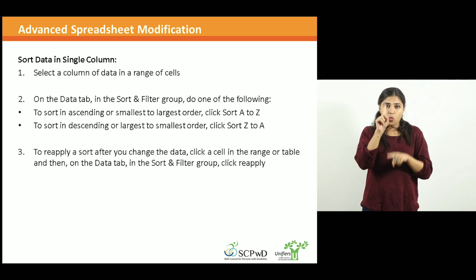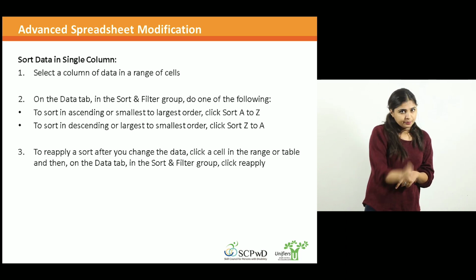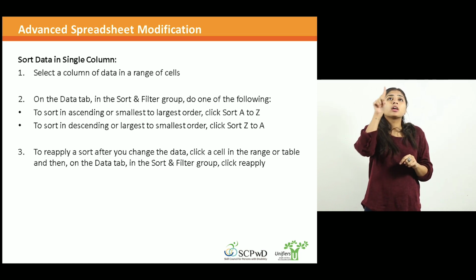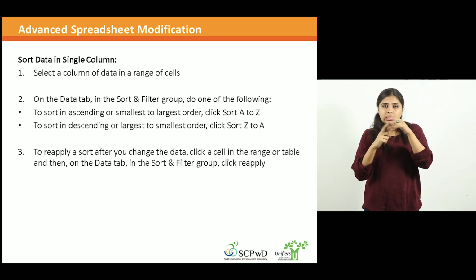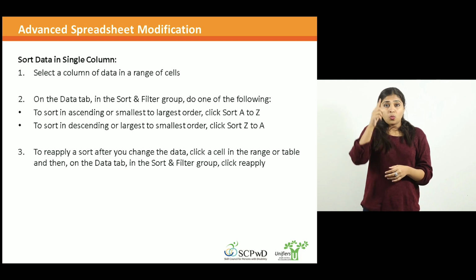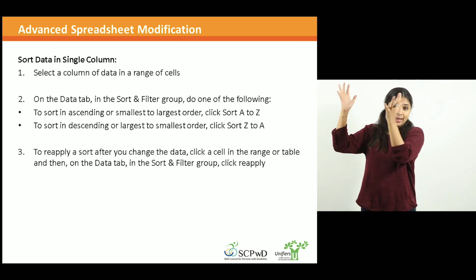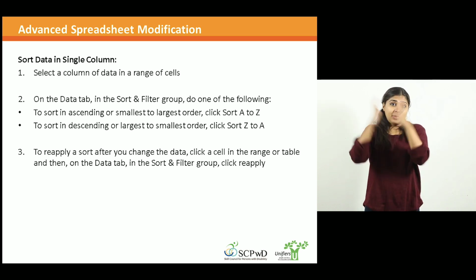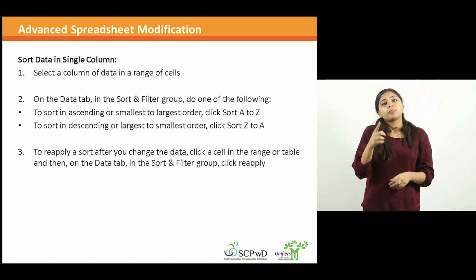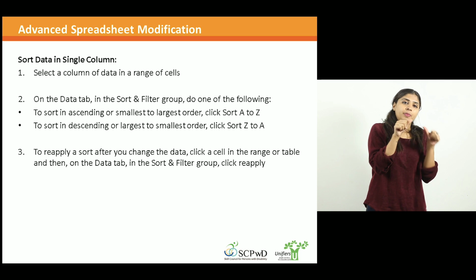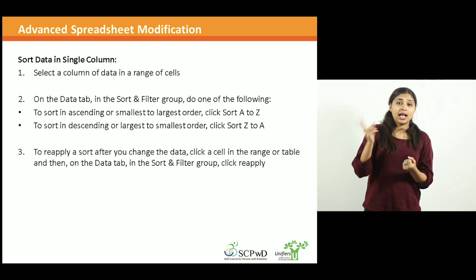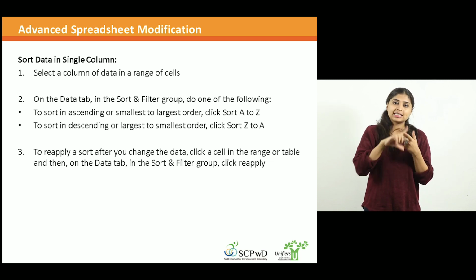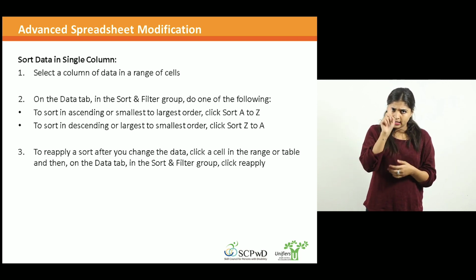Sort data in a single column. Select a column of data in a range of cells. On the Data tab, in the Sort and Filter group, do one of the following. To sort in ascending order, smallest to largest, click Sort A to Z. To sort in descending order, largest to smallest, click Z to A. To reapply a sort after you change the data, click a cell in the range or table, and then on the Data tab in the Sort and Filter group, click Reapply.